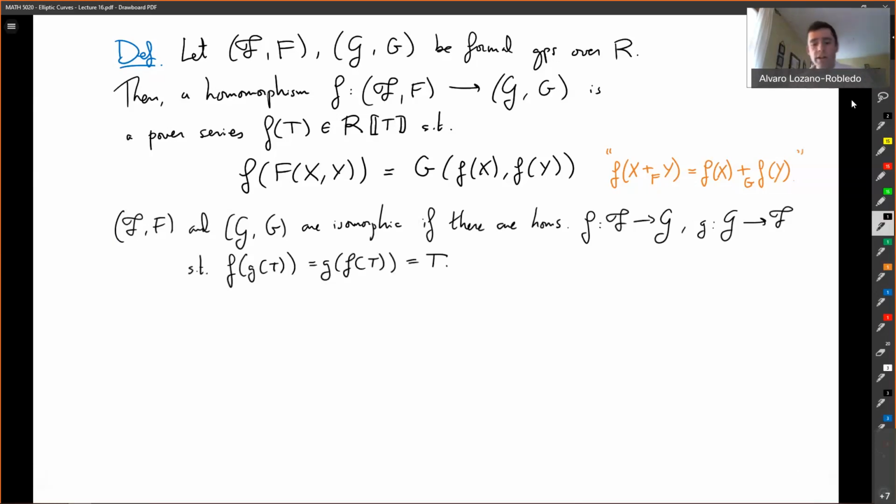Okay, so let's start with some examples of all this that are not just the one for the elliptic curves. So for example, we have what's called the formal additive group.